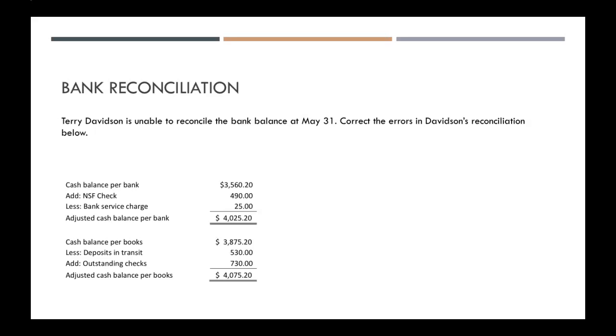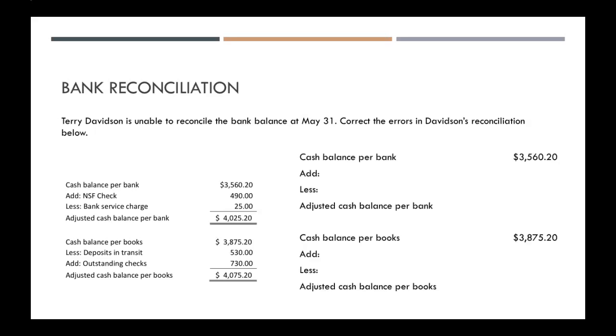So we have this example problem here, and it says Terry Davidson is unable to reconcile the bank balance at May 31st. Correct the errors in Davidson's reconciliation below. So what Terry Davidson did wrong was putting these adjustments in the wrong spots. We need to fix that. So we'll start off with the same cash balance per bank and cash balance per books as the example problem has. Then we need to think about what would get added to the cash balance per bank.